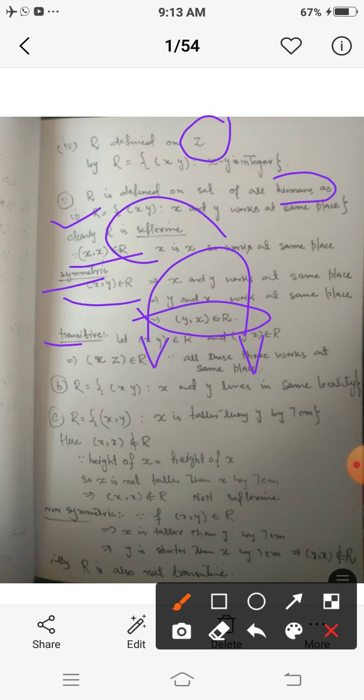Similarly, the second relation on this set is defined as (x, y), where x is a human, y is a human, and x and y live in the same locality, so it is the same as the above.